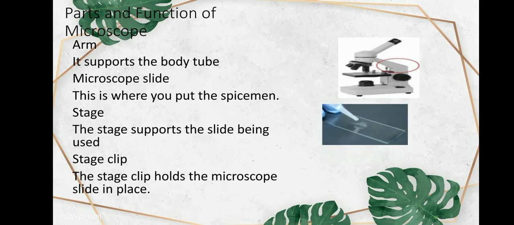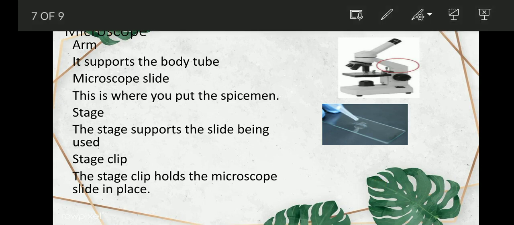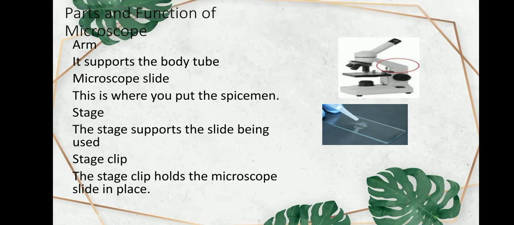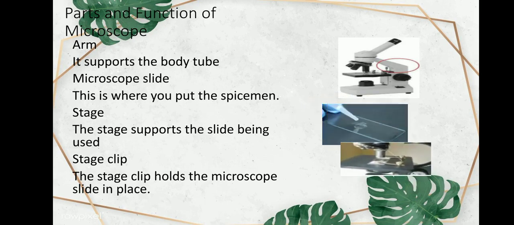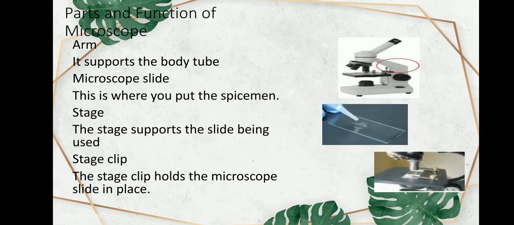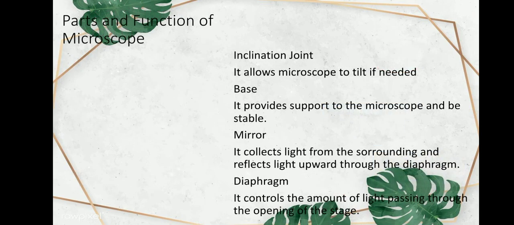Microscope slide. This is where you put the specimen. Stage. The stage supports the slide being used. Stage clip. The stage clip holds the microscope slide in place. Inclination joint. It allows the microscope to tilt if needed. It is a joint at which the arm is attached to the pillar of the microscope. Base. It provides support to the microscope and is stable.